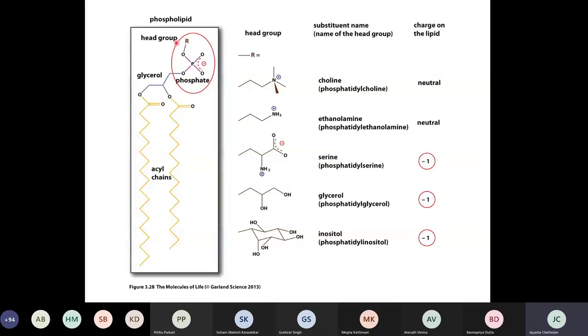Now, why is it important? Depending upon the R group, you have the charged glycerophospholipids, and they determine what sort of interactions the lipid bilayer will have with different proteins coming from the outer environment to the inner environment. It determines the net polarity of the membrane, and many other things.